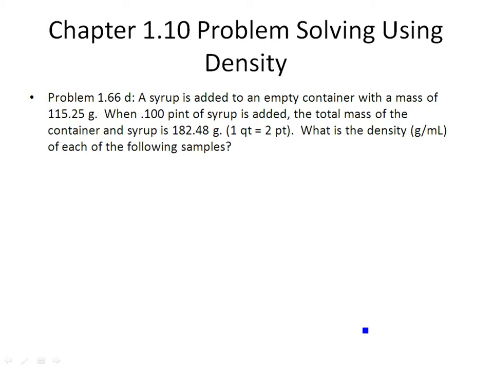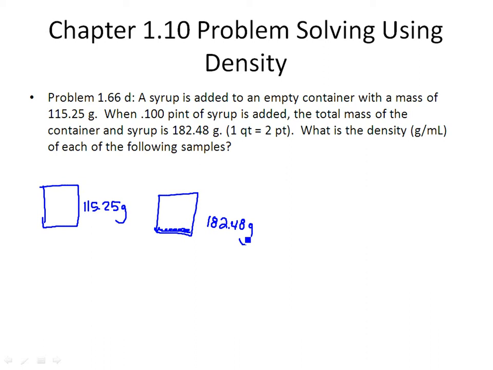It tells us that we have an empty container that has a mass of 115.25 grams. And then if we add 0.10 pint of syrup, it weighs 182.48 grams. Sorry, I'm not the best drawer in the world, but hopefully you get the picture. We want to know the density of the syrup.